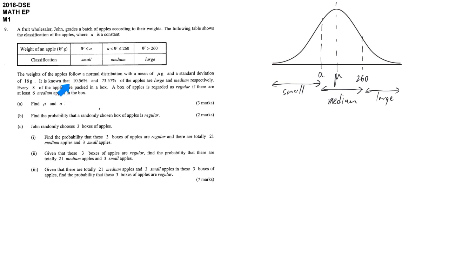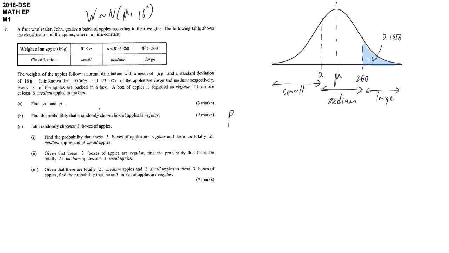And then they say that the standard deviation is 16, which means that the weight follows a normal distribution with mu and 16 squared as the variance. It's known that 10.56% are large. That means the area of this part is equal to 0.1056. With the area here, we can find out the corresponding standard score, and thus we can find out the difference between the 260 and the mean. Therefore, we can get the mean from this relation.